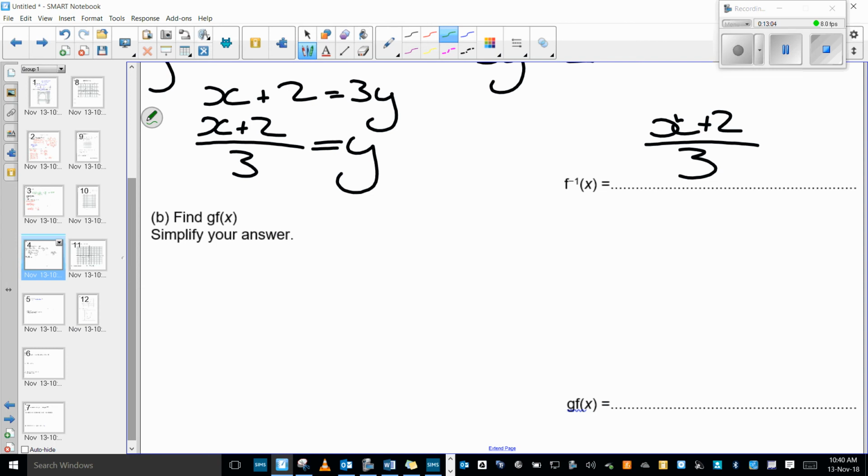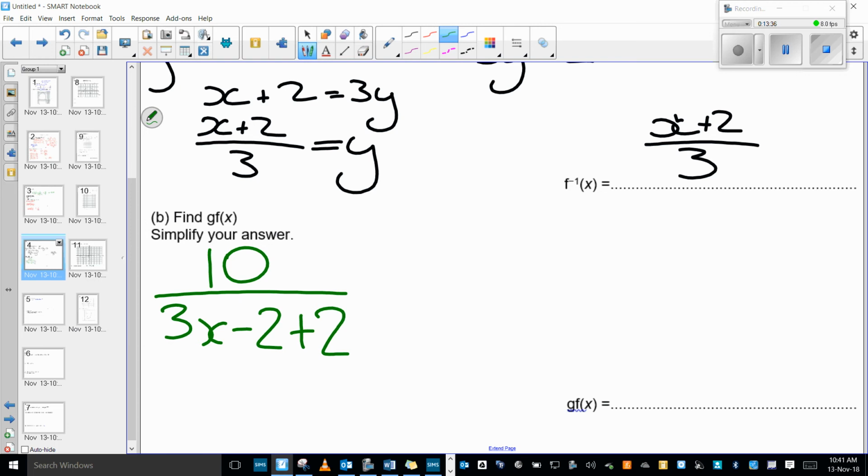So which one's going into which? So the F is going to go into the G. Yep. So any time you see X, we're going to put G. I mean, yeah. That's what happens. And that flies through. Perfect. Thank you.